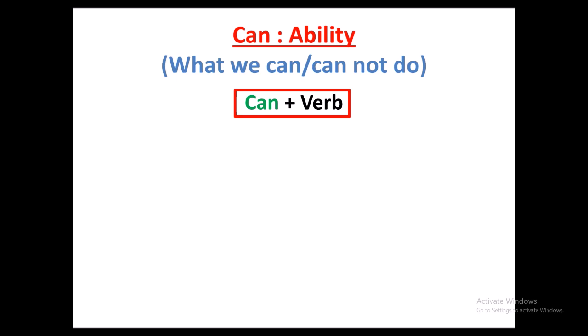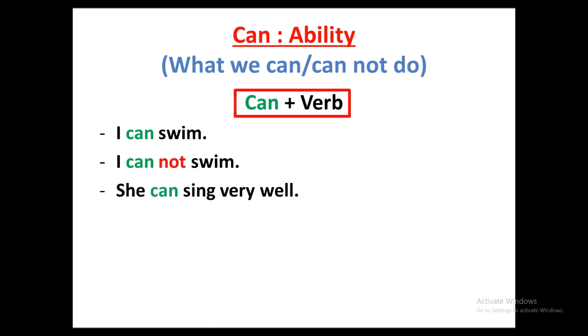Let's take a look at some examples here. I can swim. This is the positive sentence. You can swim. You have ability to swim. I cannot swim. You don't have ability to swim, which is the negative sentence. Another one, she can sing very well. And the negative sentence is she cannot sing very well, so you may have ability to sing, or you may not have ability to sing very well like her.